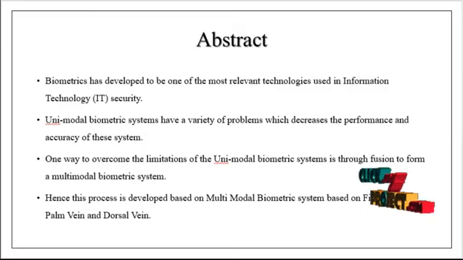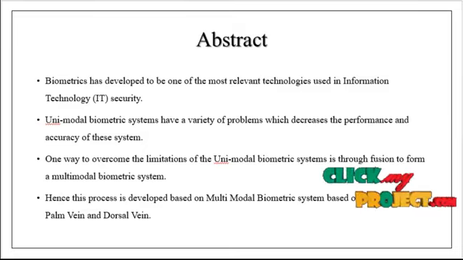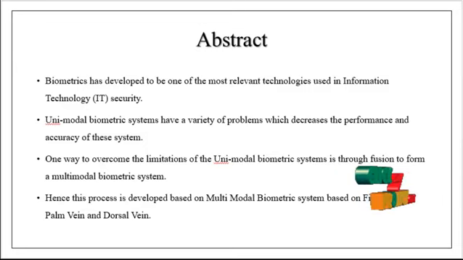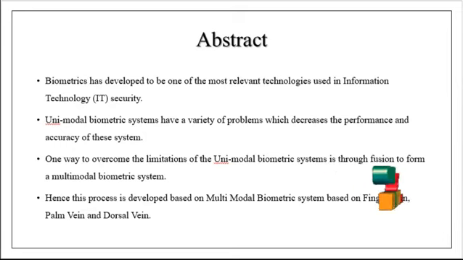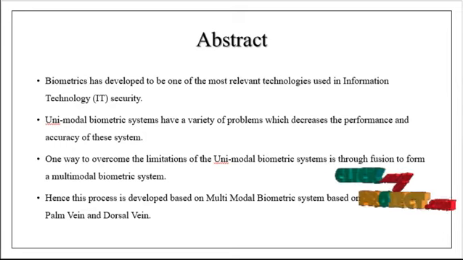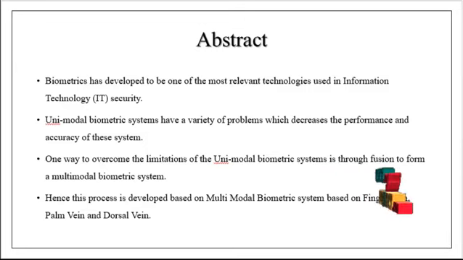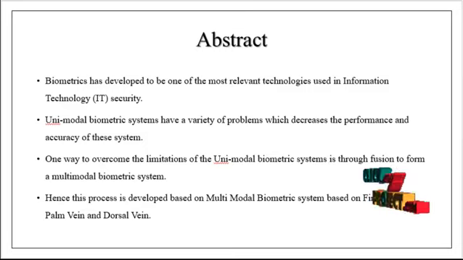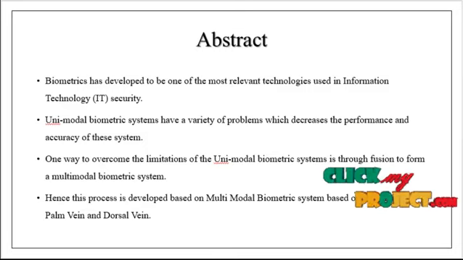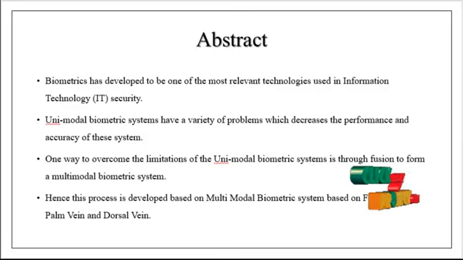Hence this process is developed based on the multimodal biometric system using three categories: finger vein, palm vein and dorsal vein. Based on these three categories, we can recognize whether the person is authenticated or not. If the person is authenticated, the message will be displayed as authenticated. Finally, the performance of the process will be evaluated by means of accuracy and error rate. If the accuracy is high, it will have a higher classification accuracy.